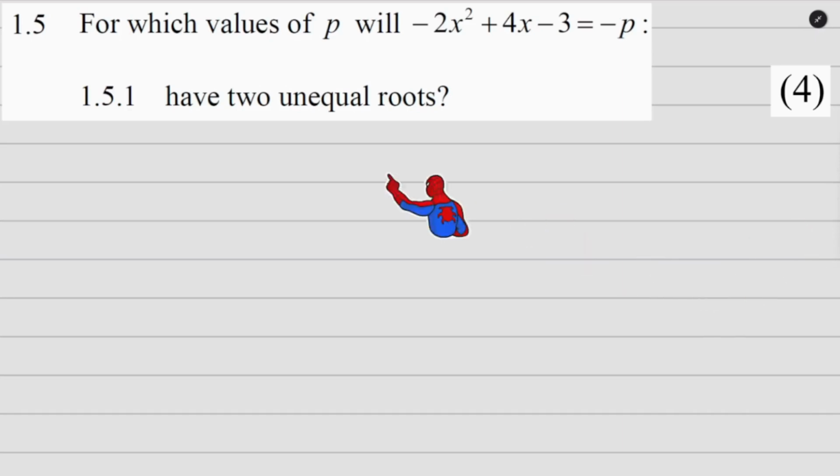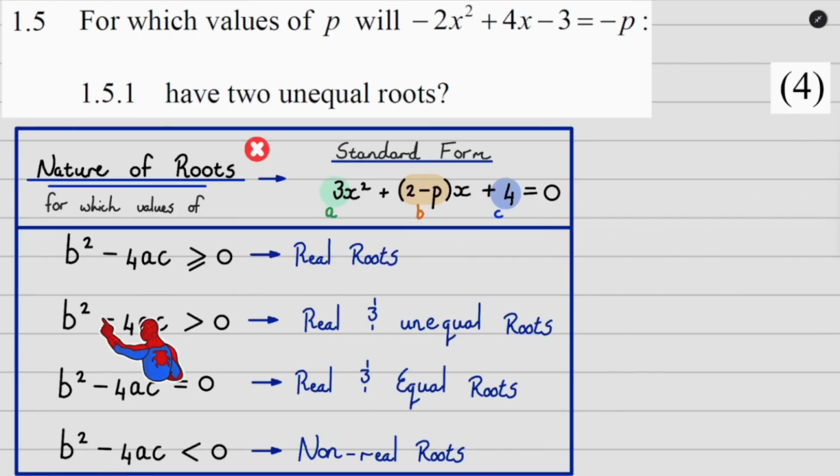Question 1.5 asks us for which values of p will basically give us unequal roots for this formula. So we've got to find the values of p that will give us unequal roots. So let's have a look at our nature of roots formulas. So the nature of roots formula is b squared minus 4ac. A, b, and c are representative of the coefficients of x squared, x, and no x respectively.